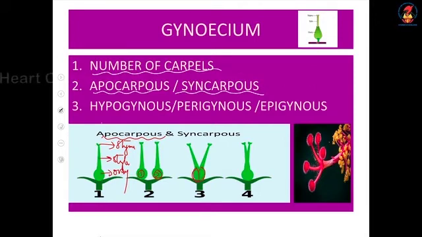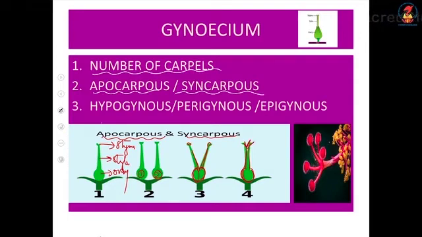Fused by the ovary, both are fused, only the style is separate and the stigma is separate. So this is a syncarpous condition. And look at this condition, again fused, not only at the ovary, they are fused even at the style region, only at the stigma they are free, like our hibiscus.